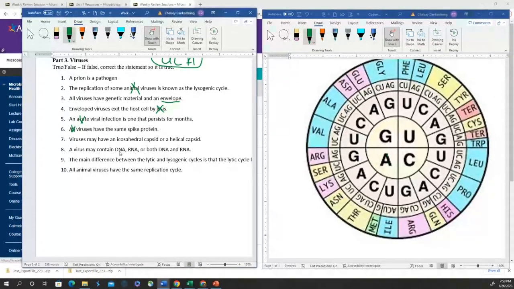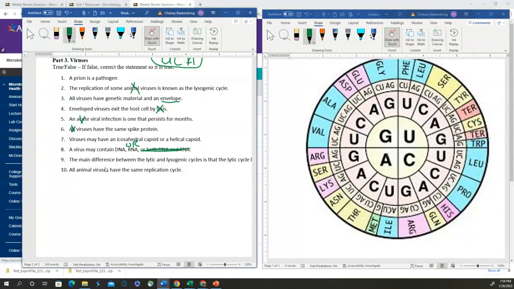All right, eight. A virus may contain DNA, it can have RNA, or it can have both DNA and RNA at the same time. True or false? Good, that's false. It cannot have both. It's an either or situation. So a virus can contain DNA or a virus can have RNA. It never has both.